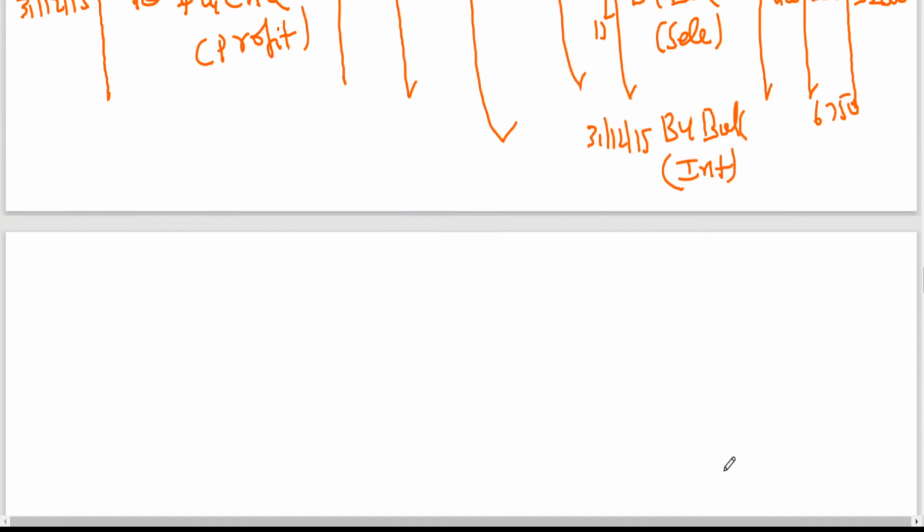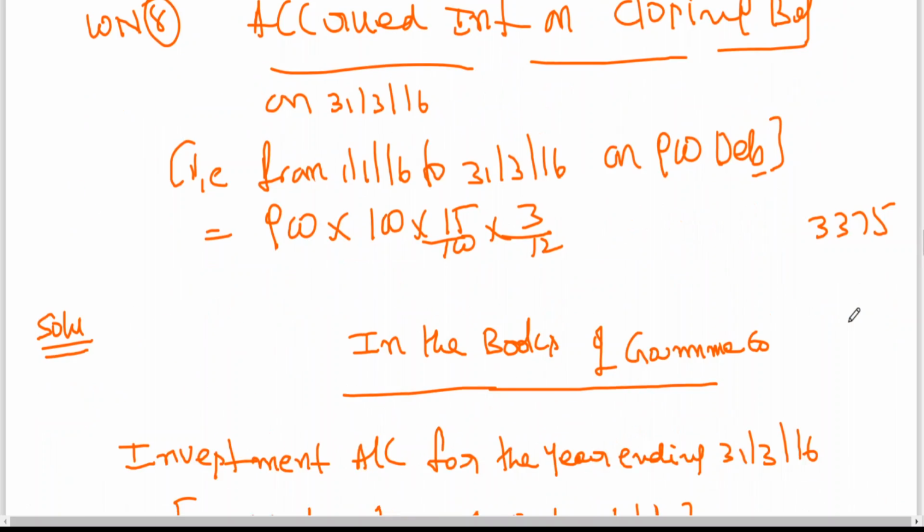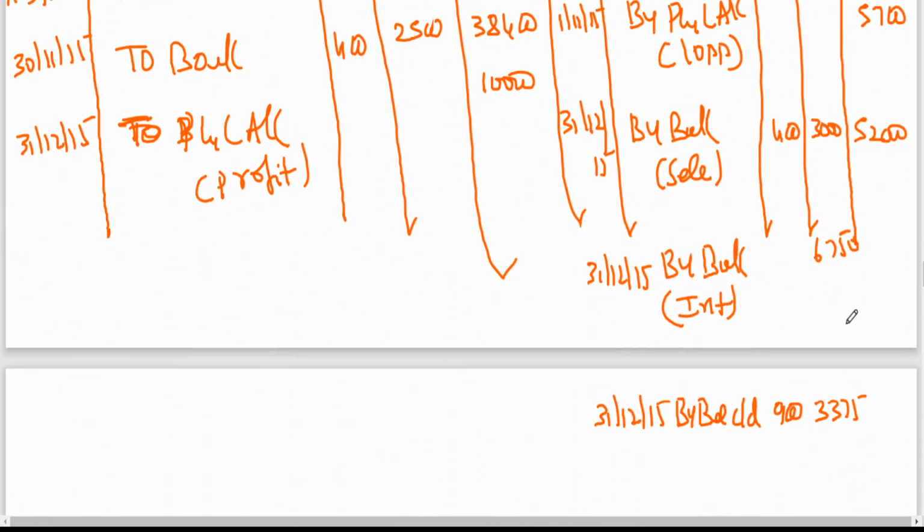And finally 31st December 15. You are left out with balance carried on 900 debentures. Accrued interest I have already calculated. 3,375, I have told you already. Last working notes 3,375. Okay. The cost column is going to be your balancing figure.